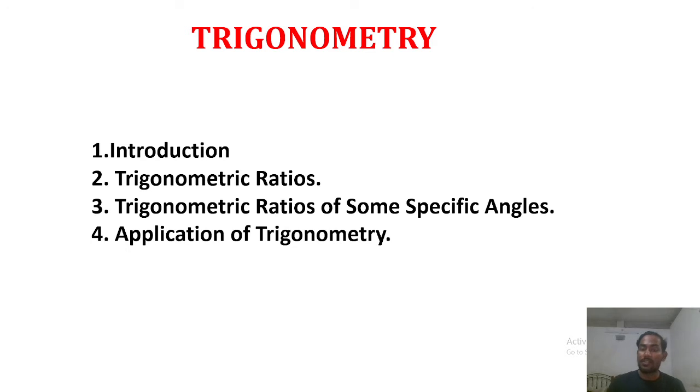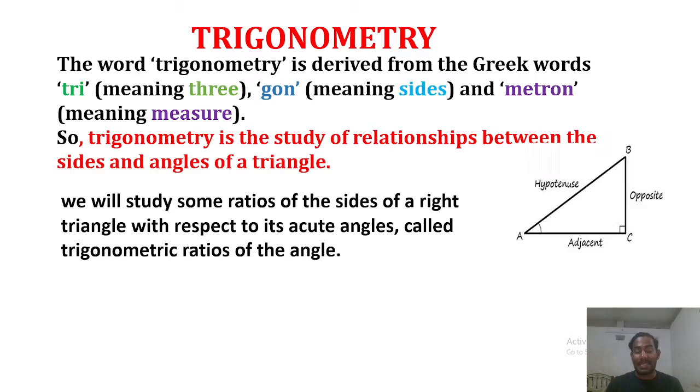Now moving to the next one, that is the introduction to trigonometry, what trigonometry is. Okay, so basically, when we divide the word trigonometry into three parts, it comes from the Greek language, right? First part is tri, second part is gon, and third part is metron, right? Tri means three, gon means sides, and metron means measure. That means we have to measure the sides of the triangle, right? So basically trigonometry is nothing but the relationship between the angles and the sides of the triangle, right?